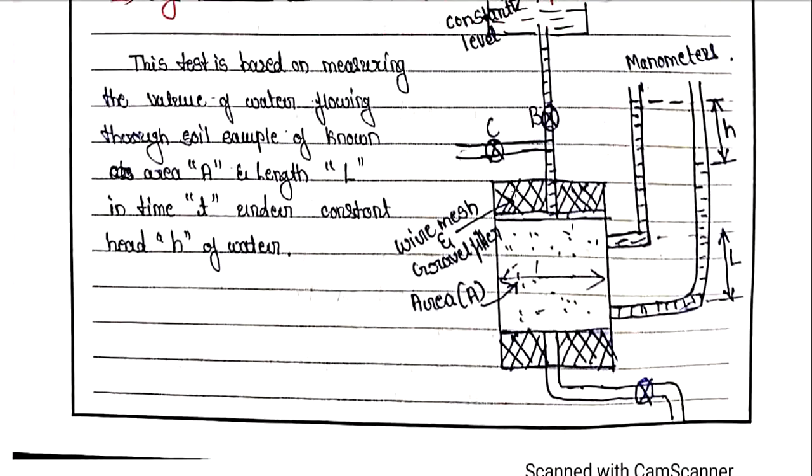So the test arrangement will be like this. You can see this is the chamber or container in which we are going to fill up the soil. Above the soil and below the soil we are going to apply filter paper. On the top there will be wire mesh or gravel filter. Similarly on the bottom there will be wire mesh or gravel filter. The area of cross section is equal to A.